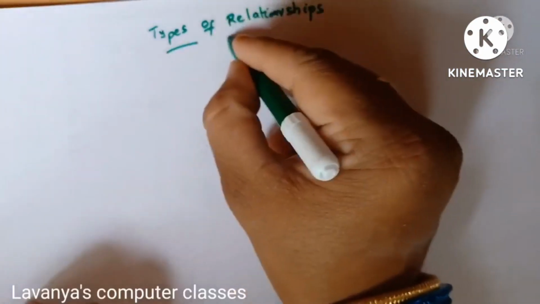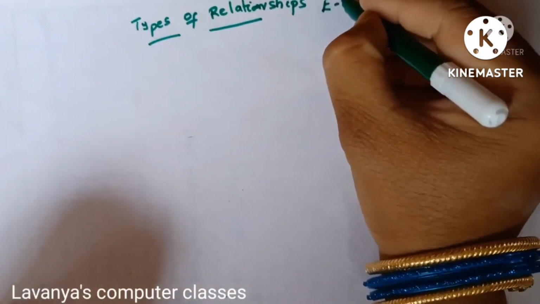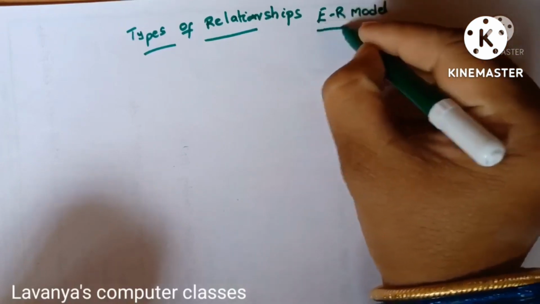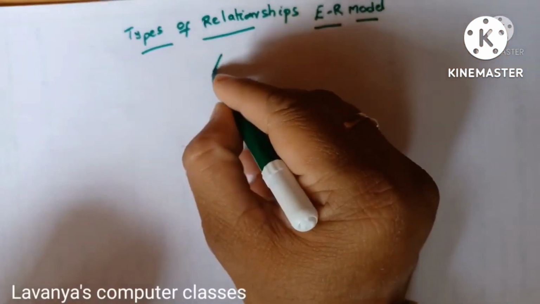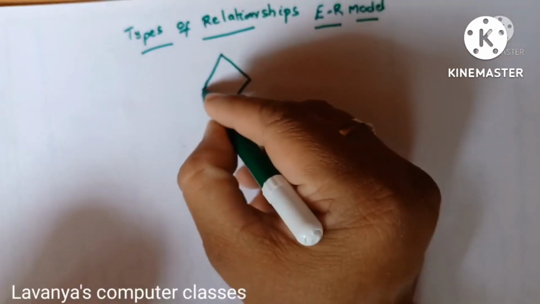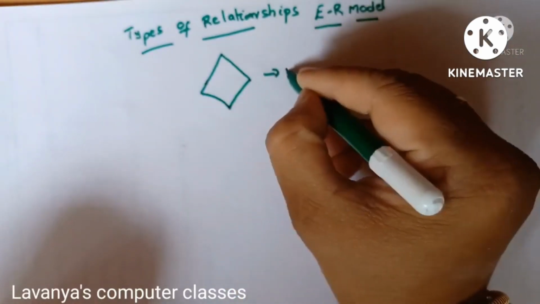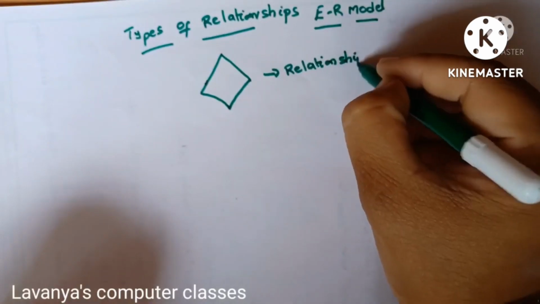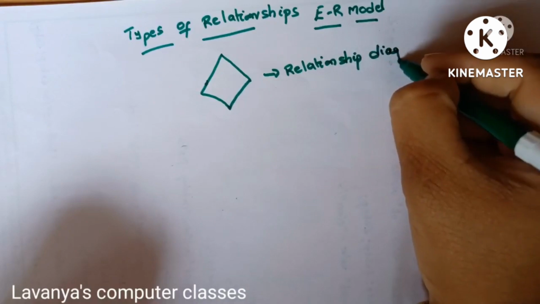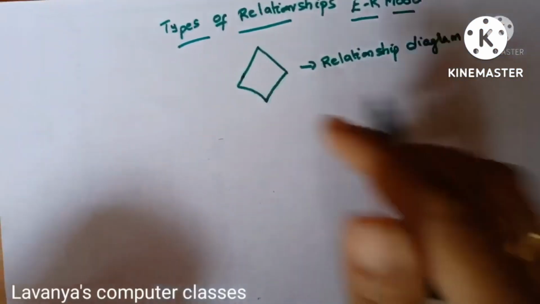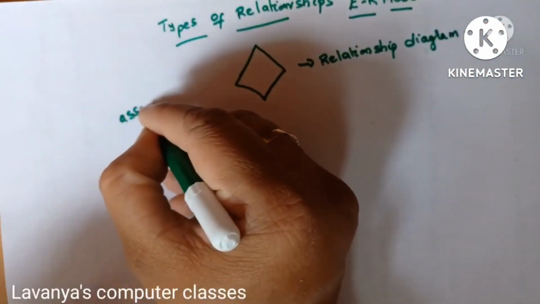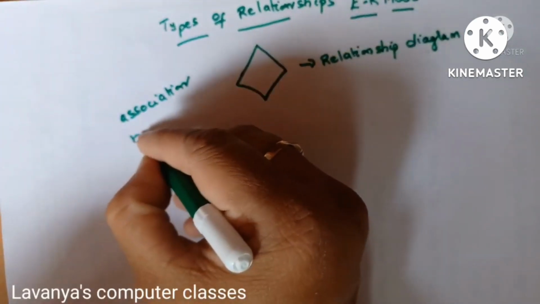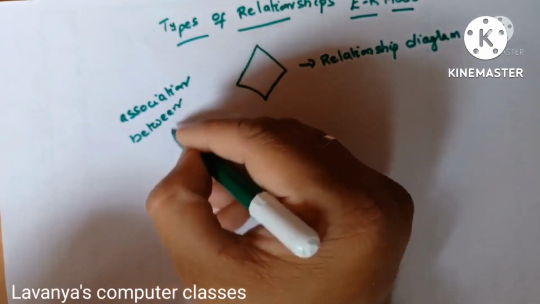The types of relationships. In the ER model, one component is the relationship. Now let us explain what a relationship is and what the different types of relationship in the ER model are. A relationship is the association between entity sets. For a relationship we use one diagram, the rhombus. The rhombus symbol is used for representing a relationship in the ER model. The association or relation between entity sets is known as a relationship.